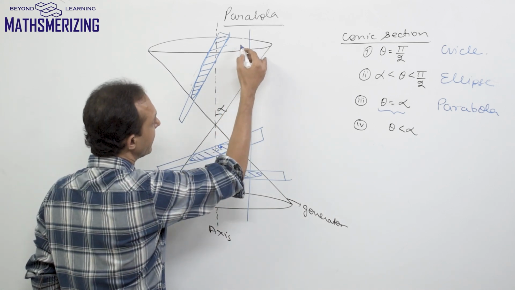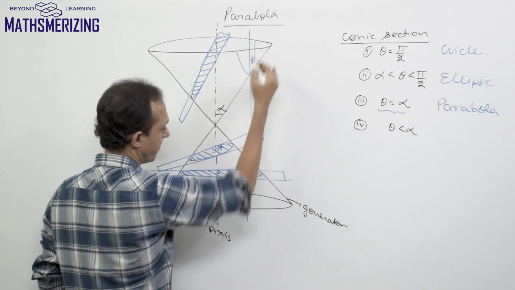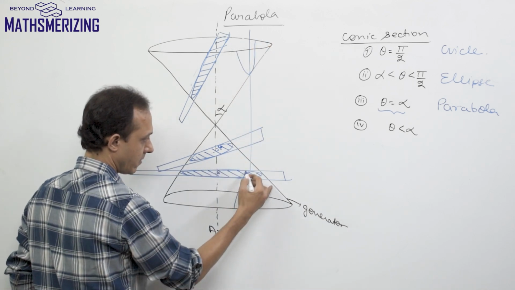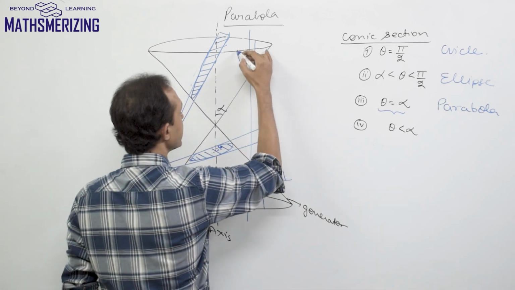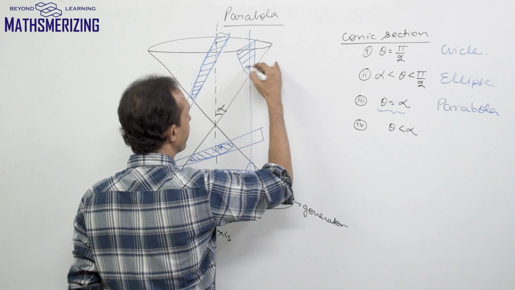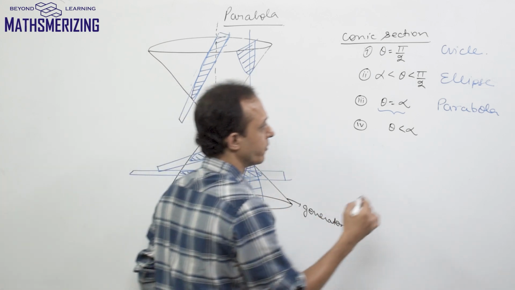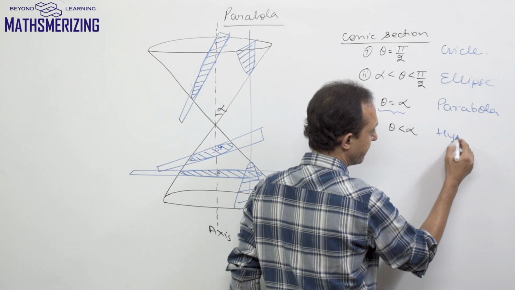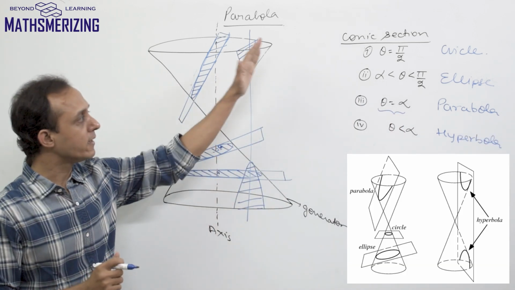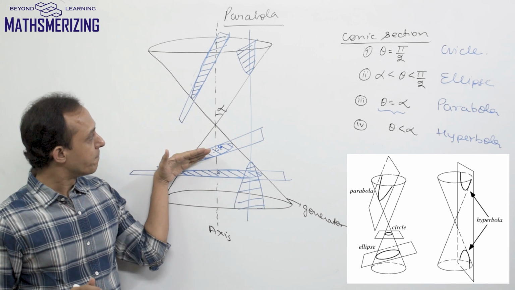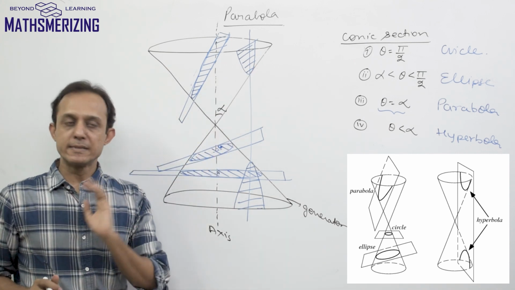And if theta is less than alpha, now in this case, this plane will intersect this cone in two parts, and in that case we'll get a hyperbola, or actually two branches of a hyperbola. So in this case we'll end up getting a hyperbola. Because we are getting all these sections from the intersection of a plane with a double cone, that is the reason we call them conic sections.